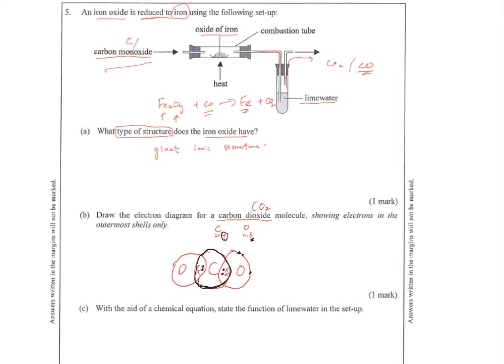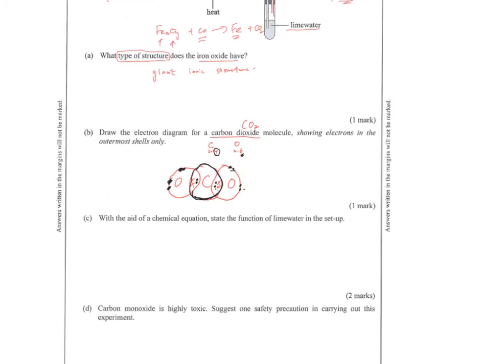So we need to add 4 more electrons, together with the sharing electrons, so they're totally 6 electrons. So then the outermost shell of oxygen in this molecule is still 8. So okay, 2, 4, 6, 8. Okay, and then another oxygen. So this is the carbon dioxide. So not difficult.